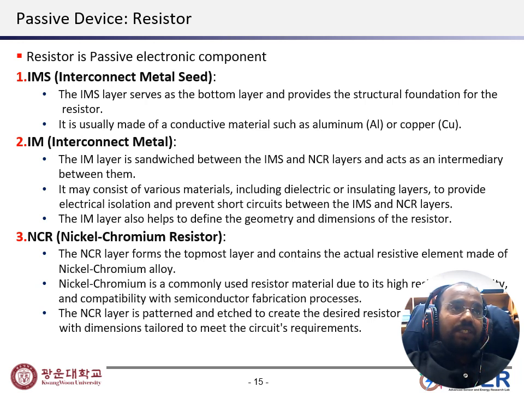While talking about the NCR, nickel chromium resistor, it forms the topmost layer and consists of the actual resistive element made of nickel chromium aluminum alloy. Nickel chromium is a commonly used resistor material due to its high resistivity and compatibility with the semiconductor fabrication process. The NCR layer is patterned and used to create the desired resistor with the desired dimensions.